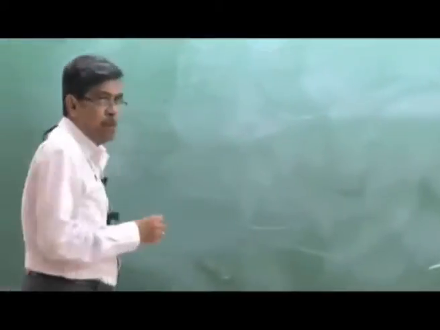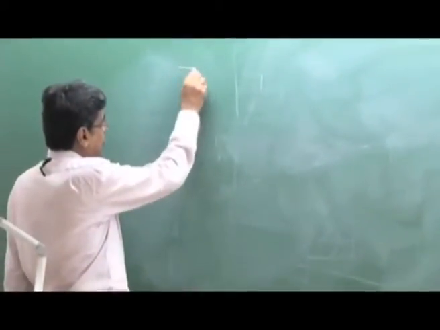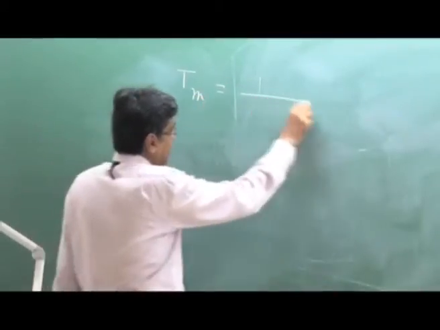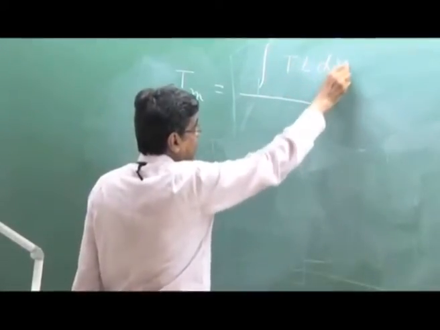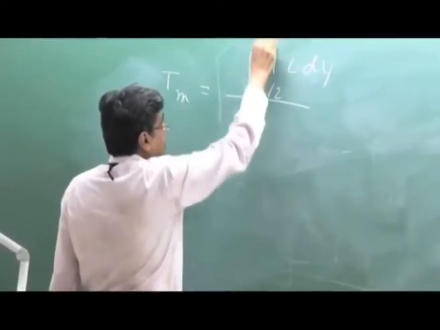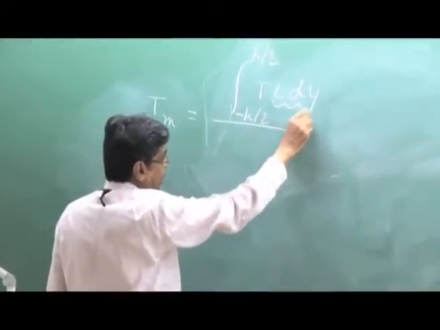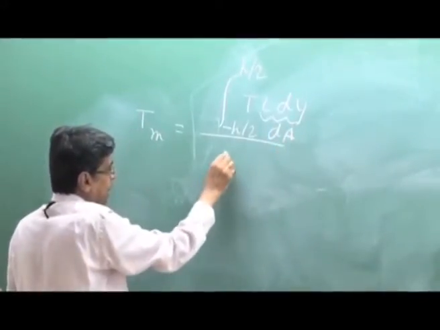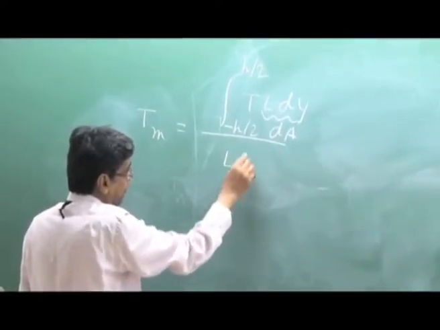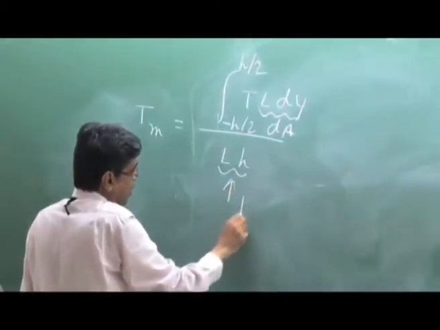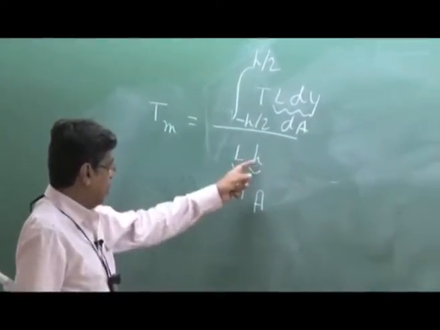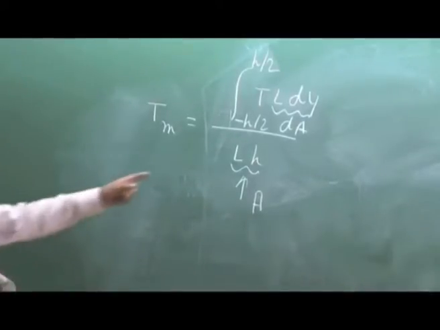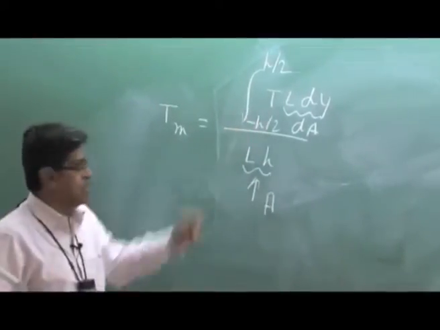Before I start any problem, I must tell you that in the last class, by an inadvertent mistake, a student pointed out there was some mistake when I defined this: T = (1/A) ∫ T L dy from minus h by 2, that means it is cross-sectionally averaged. This is nothing but dA, and here it will be L into H, that means this is A. In the earlier session, I probably omitted this L. So this will be the area average, dimensionally it is T.